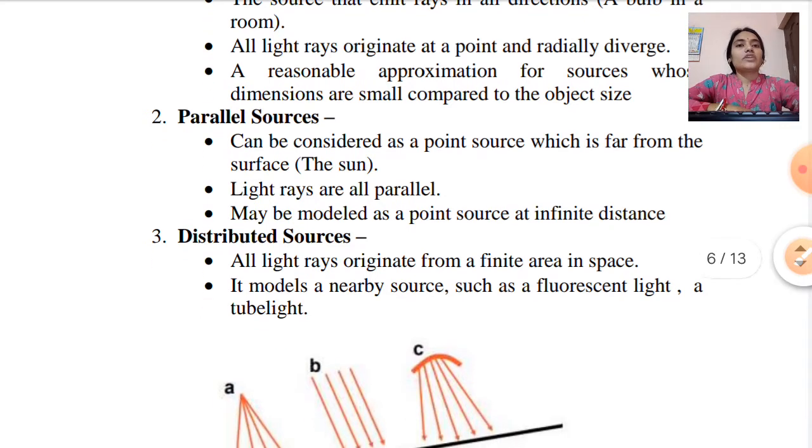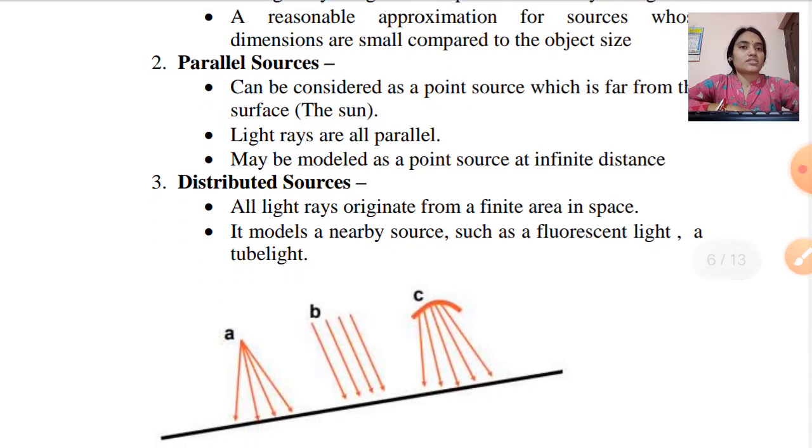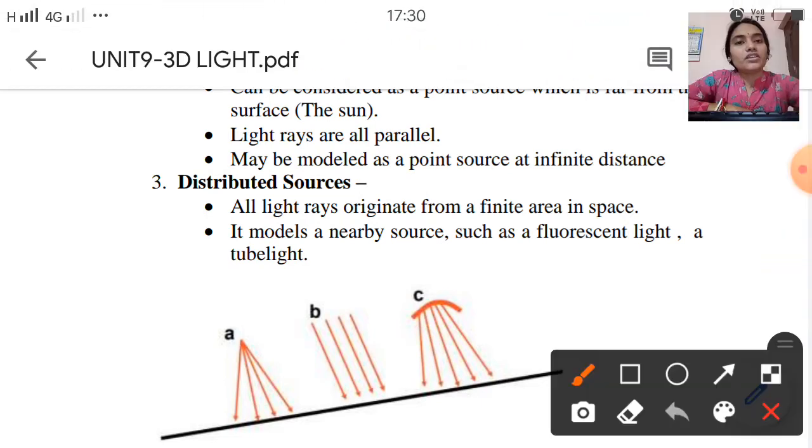Next one is distributed sources. All light rays originate from a finite area in space. It models a nearby source such as a fluorescent light or a tube light. Here this one is your point source, this one is your parallel source, and this one is your distributed source. It comes from one particular position, but it falls in a distributed manner.